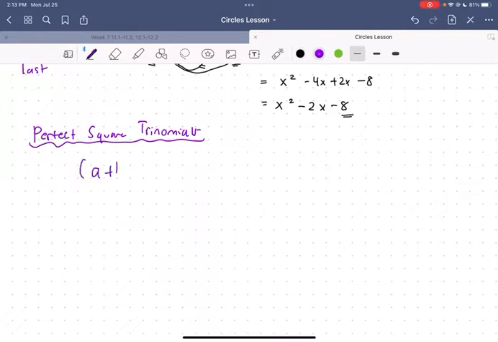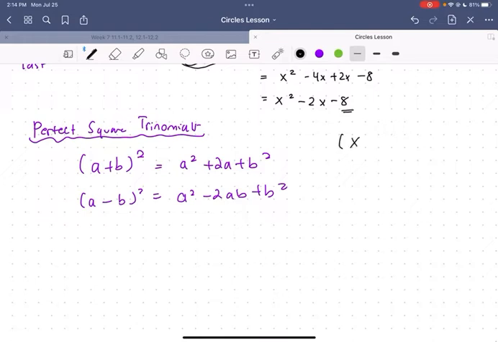A plus b squared equals a squared plus 2ab plus b squared. So just stick with me for a bit and I'll show you. A minus b squared equals a squared minus 2ab plus b squared. So let's say, using an example, this would work for when you have, I don't know, x plus 5. You would get a squared, in this case a is x and b is 5. So you would get x squared plus 2ab plus b squared, which is x squared plus 10x plus 25.